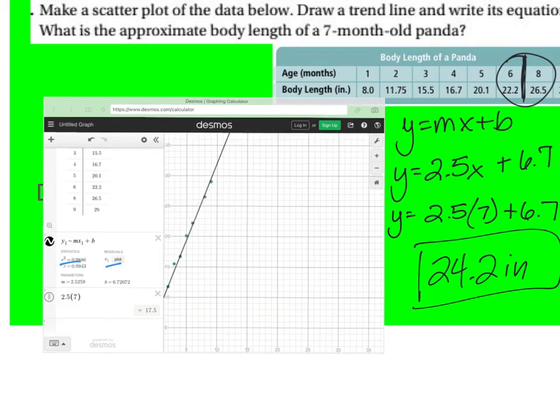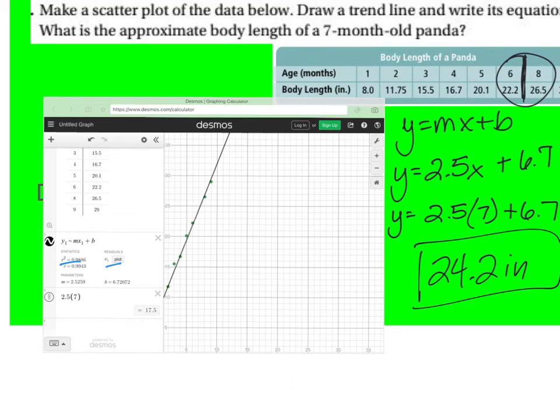The value 24.2 represents a 7-month-old panda. Eventually, we can't use this equation because that means it can be further out, right? And it may not be the trend later on, so we have to consider that.